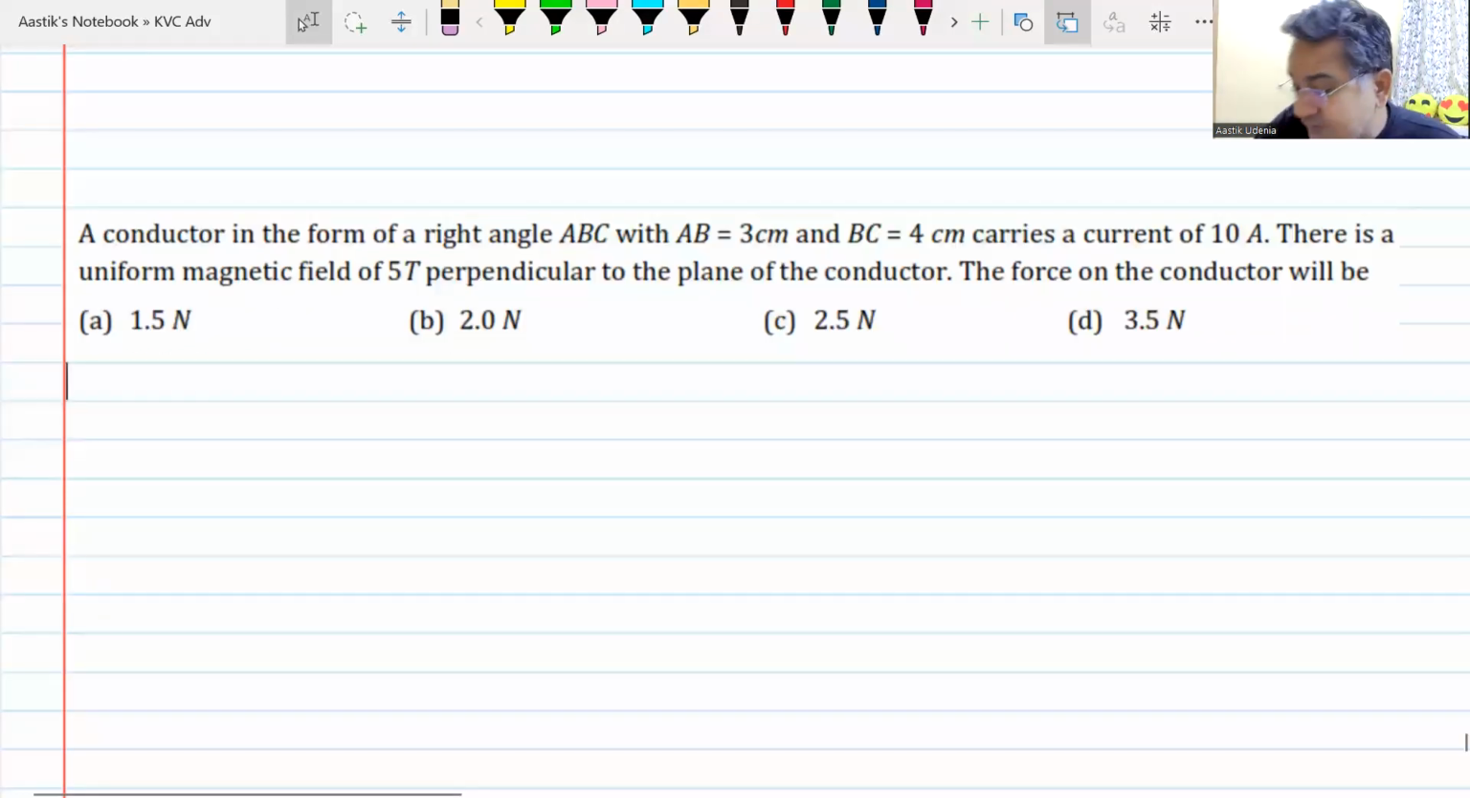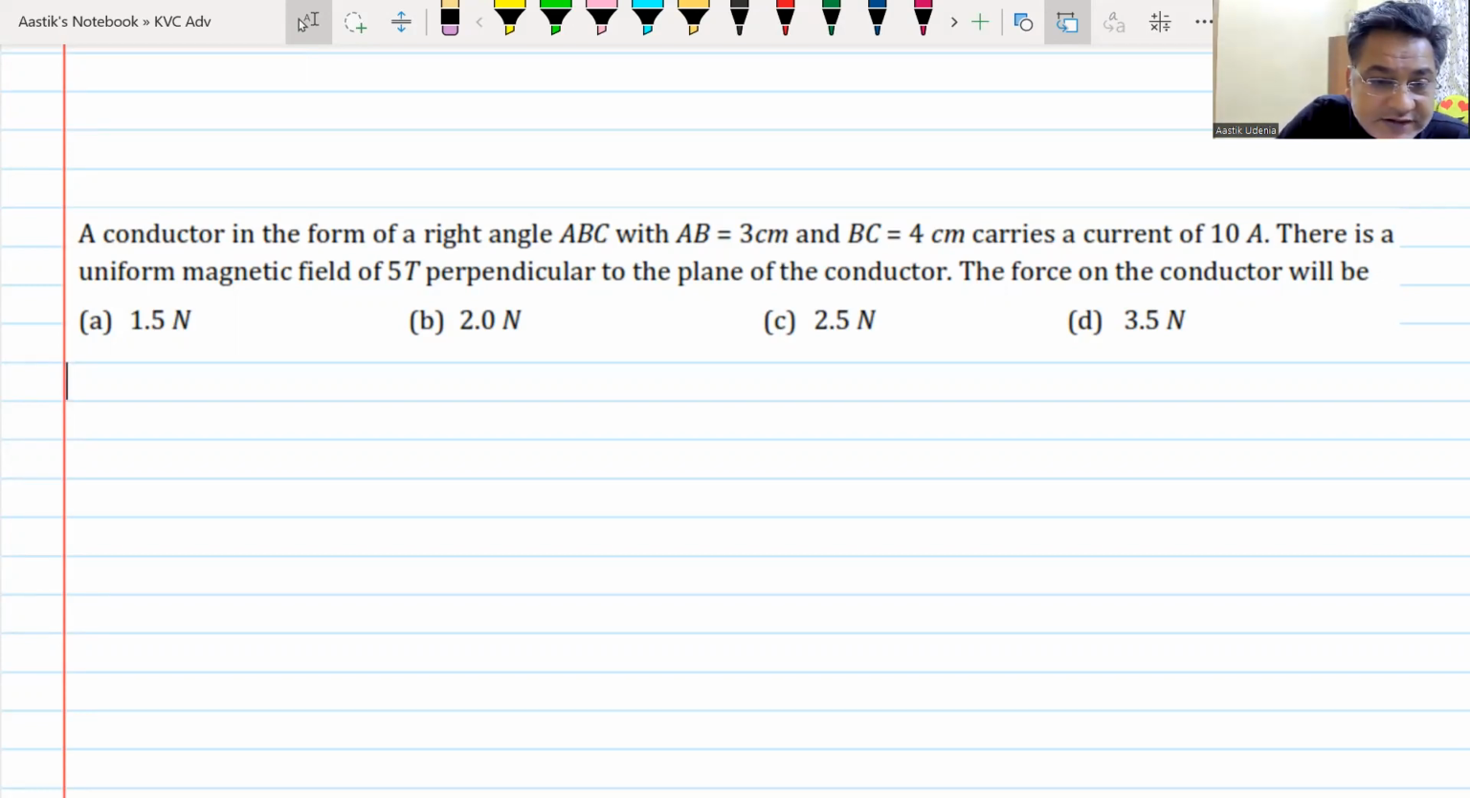Then comes the next question. A conductor in the form of a right angle triangle ABC, AB is 3, BC is 4, carries a current of 10 ampere, in AB and BC. There is a uniform magnetic field of 5 Tesla perpendicular to the plane of the conductor. What is the force on the conductor? The conductor has two sides, AB and BC. It's in the form of a right angle. The conductor is in the form of a right angle.